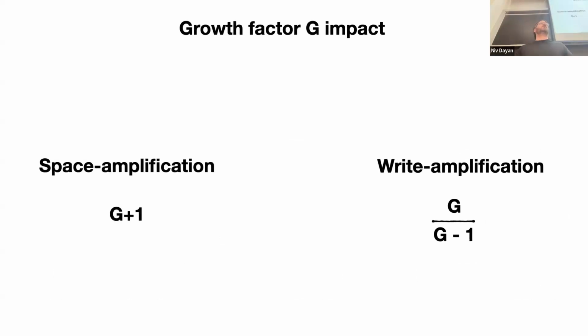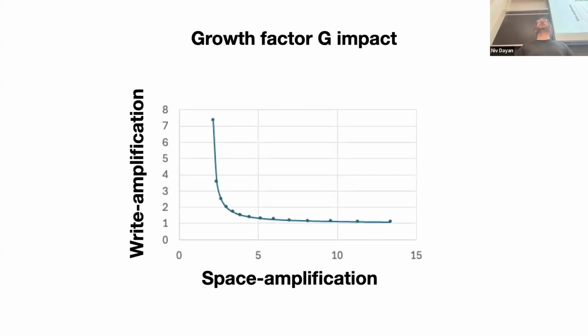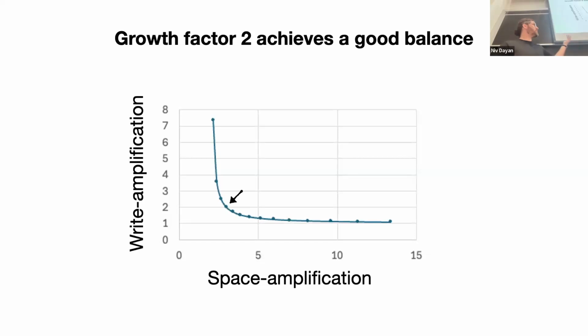So we have a trade-off between space amplification and write amplification, governed by the growth ratio. Here are their cost models, and you can plot them as a trade-off curve. It seems like we would want to be as close to the origin of this graph as possible. So a growth factor of 2 seems to achieve a pretty good balance. All right, that's the end of the lecture. We can go home, except not quite.